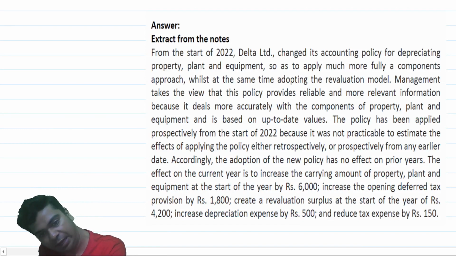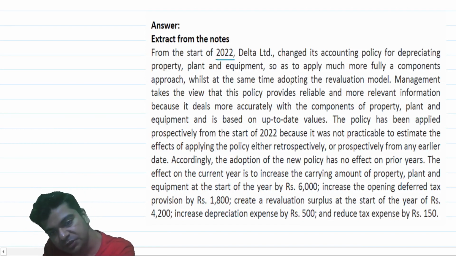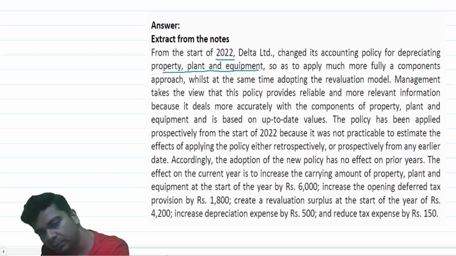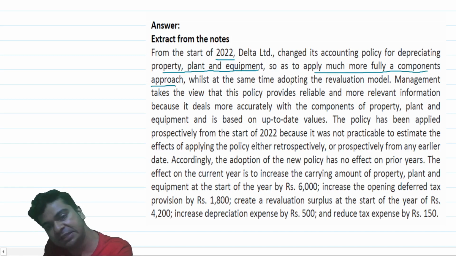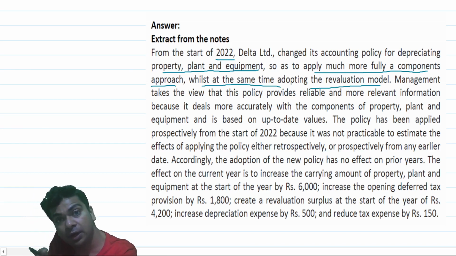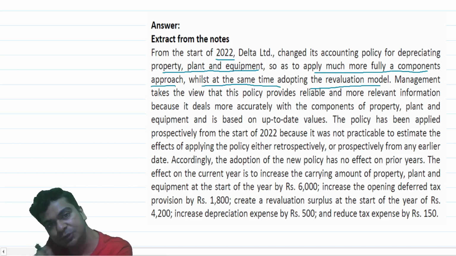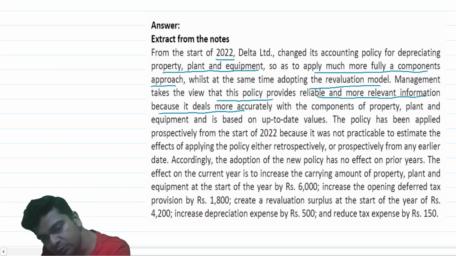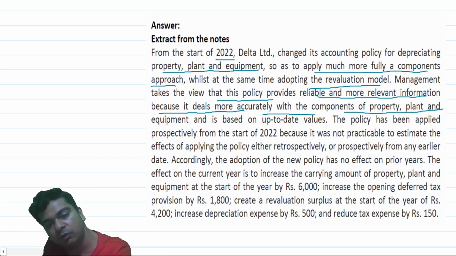This is the note that we can prepare. From the start of 2022, Delta Limited changed its accounting policy for depreciating property, plant and equipment so as to apply much more fully a components approach, whilst at the same time adopting the revaluation model. Management takes the view, just see, this is a voluntary change in accounting policy and hence these words have to be there. Management takes the view that this policy provides reliable and more relevant information because it deals more accurately with the components of property, plant and equipment and is based on up-to-date values, right? The policy has been applied prospectively.